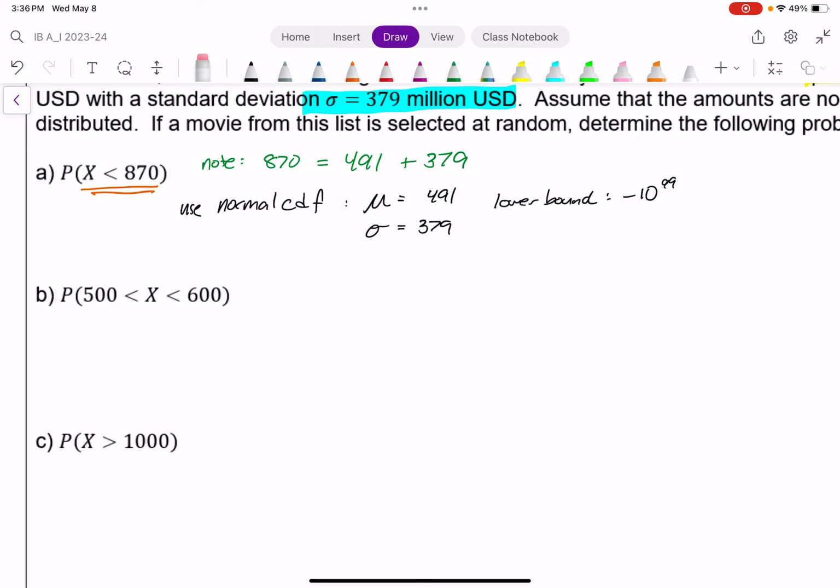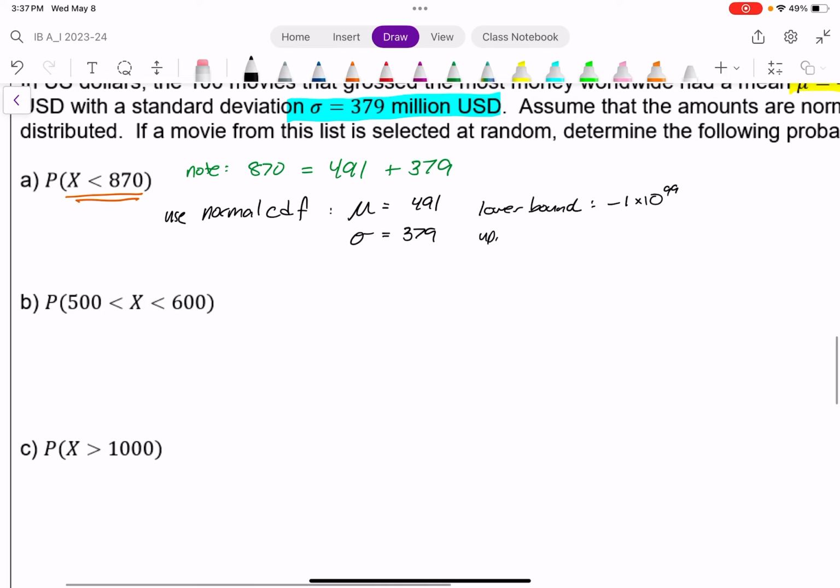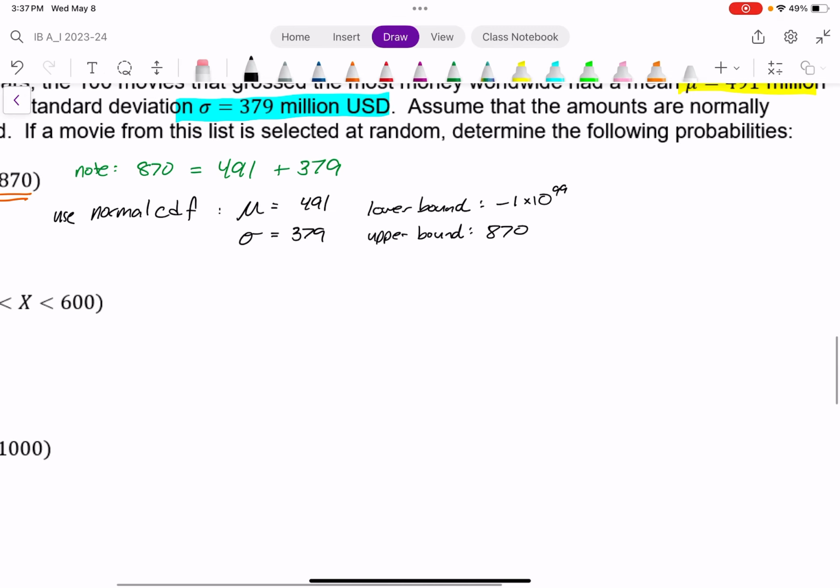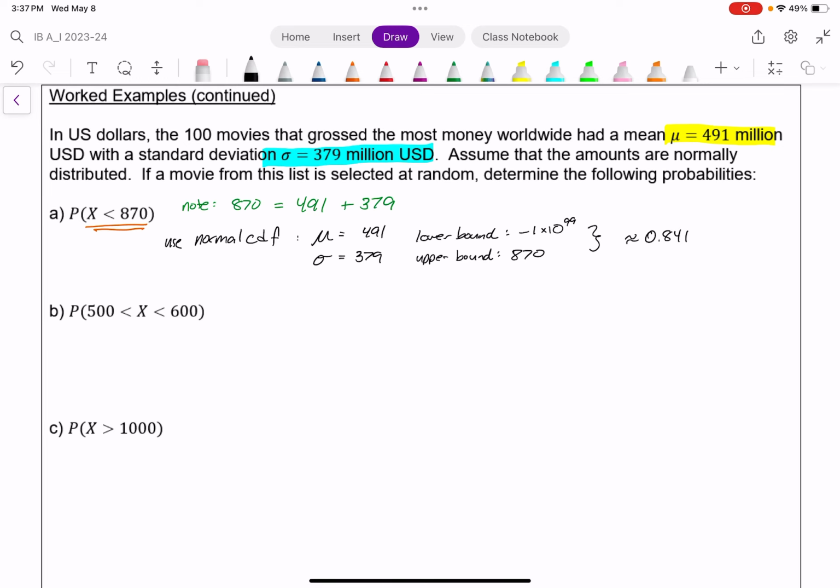In fact, I think on many of the calculators, the default it gives you is -1 times 10 to the power of 99. I think that's the default quite often it puts in. So just an incredibly small number, but again, negative. And then the higher bound, or the upper bound, in this case, is 870. And then we just calculate it, and we get approximately 0.841. So approximately 84% of these movies made less than $870 million gross.